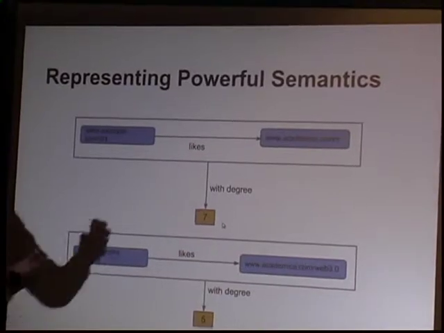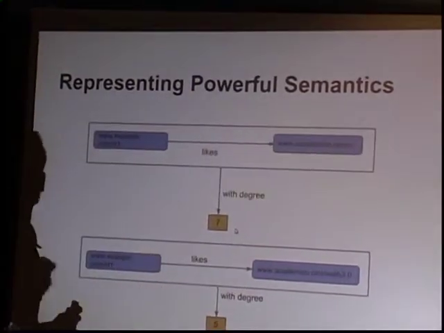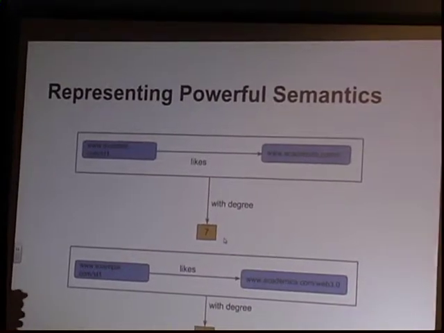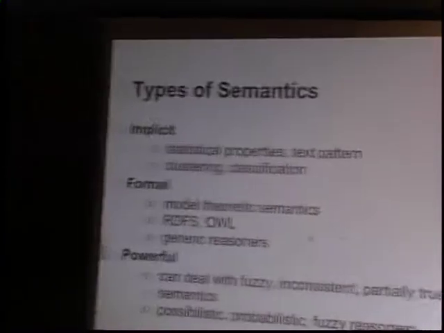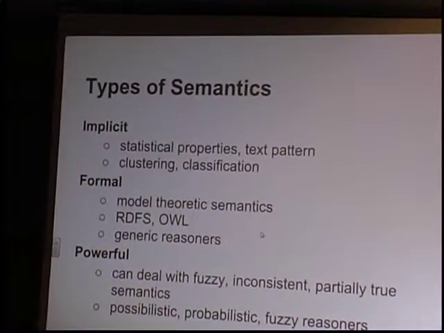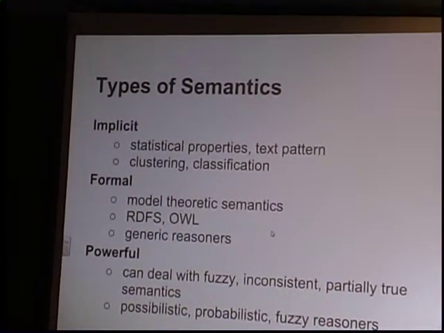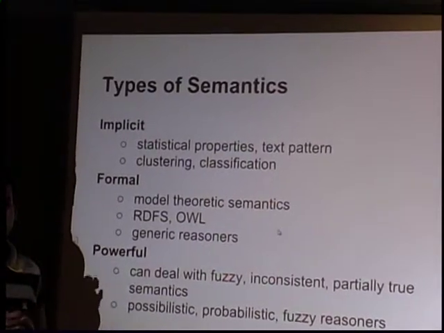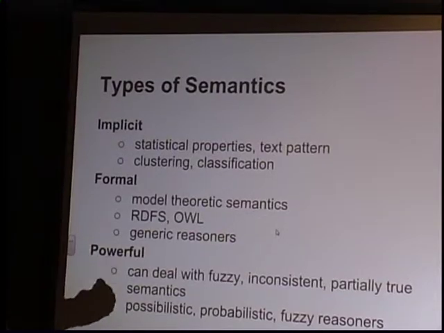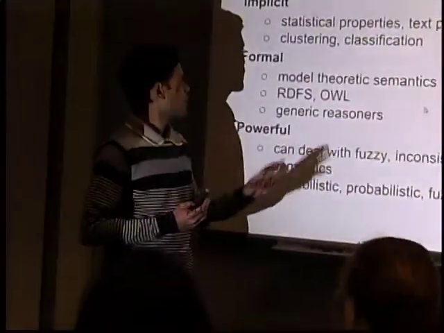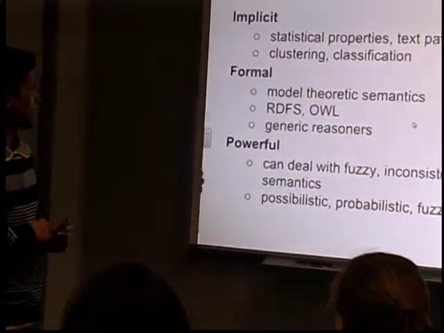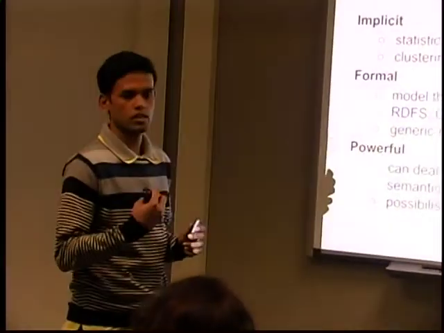But the problem is capturing such knowledge, which is very subjective, as Dr. just described. Just to give a summary, what we mean by implicit semantics is that we try to exploit statistical properties and patterns from data and try to do something like clustering, classification. Those are the typical algorithms that use implicit semantics of data sets.